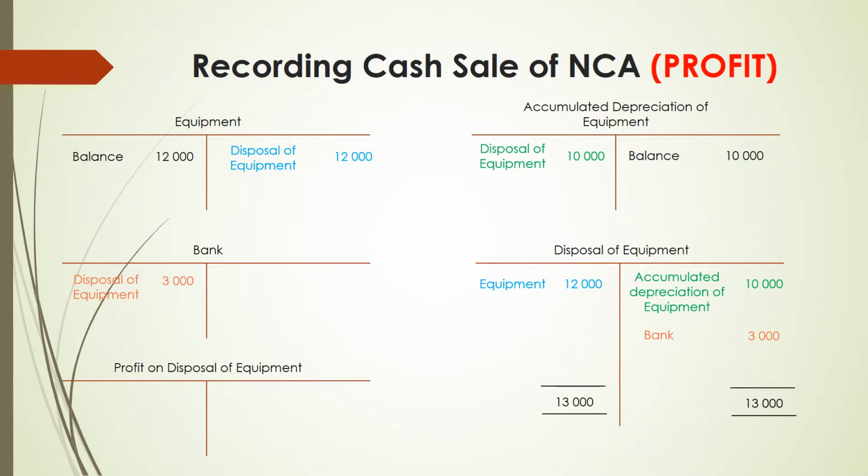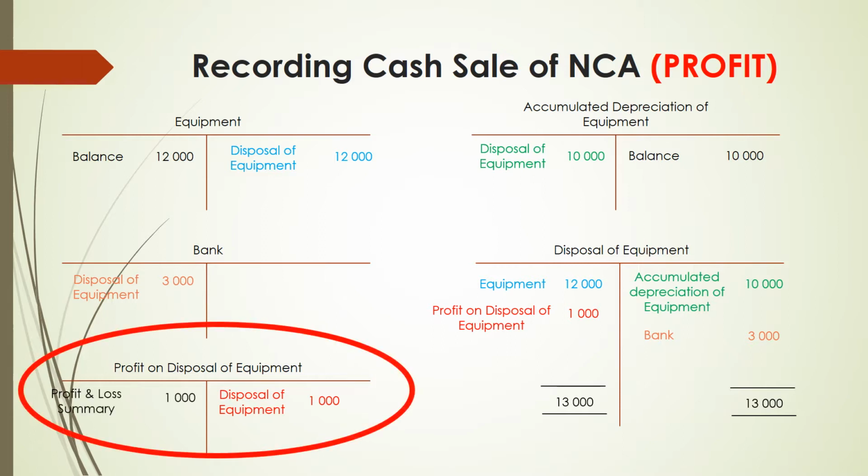When we close our disposal of equipment account, we can see that we've made a profit on disposal of $1,000. This amount is then transferred to another account called profit on disposal of equipment, which is essentially a revenue account that would be reported in the income statement.